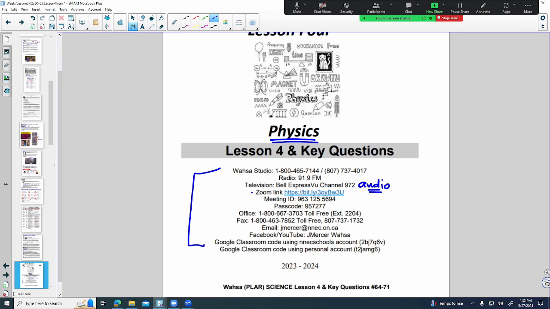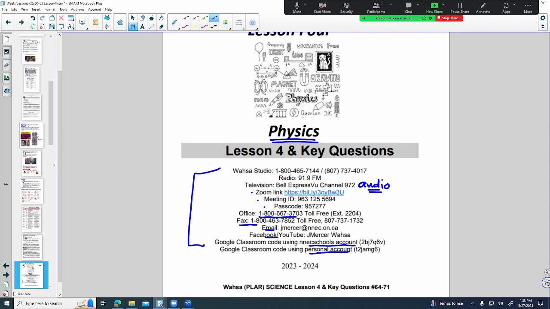It shows you my Zoom link, my meeting ID, passcode. If you need to get a hold of me in the office, or if you need to fax something, email, Facebook and YouTube, that's all there. Also the Google Classroom codes if you're using your NNEC Schools account. That means if you signed up for or logged into your NNEC Schools account, or if you already have a personal Gmail account, there is also the Google Classroom code if you want to use Google Classroom.